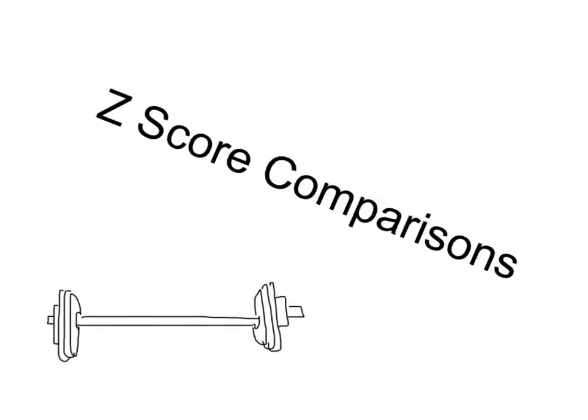Alright, in this example, we're going to use z-scores, or standardized scores, to help us compare leg press performance and bench press performance. It's one way to look at how somebody can perform on two completely different tasks, and see if they're better at bench press or better at leg press.